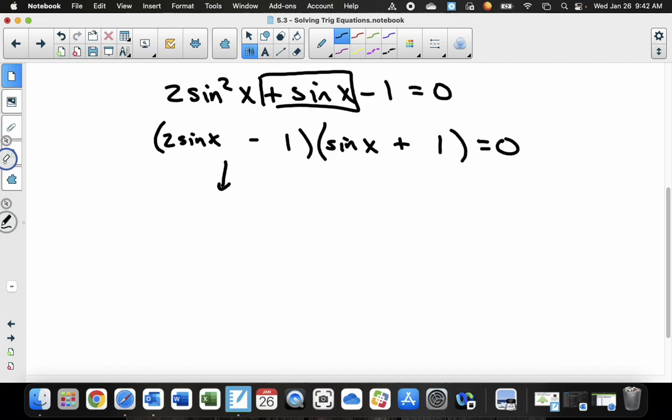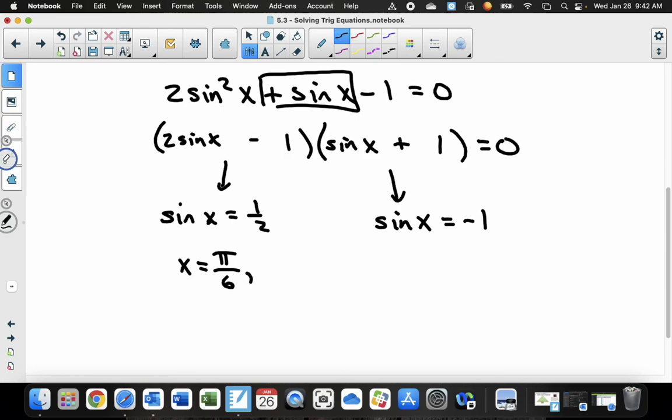This factor, if you set it equal to 0 and solve, you'll end up with the sine of x equaling 1/2. This one will end up with the sine of x equaling -1. And we go to our unit circle, and now we start answering the questions. Where does the sine equal 1/2? Where's the first one? Pi over 6 is the first one. Where's the next one?